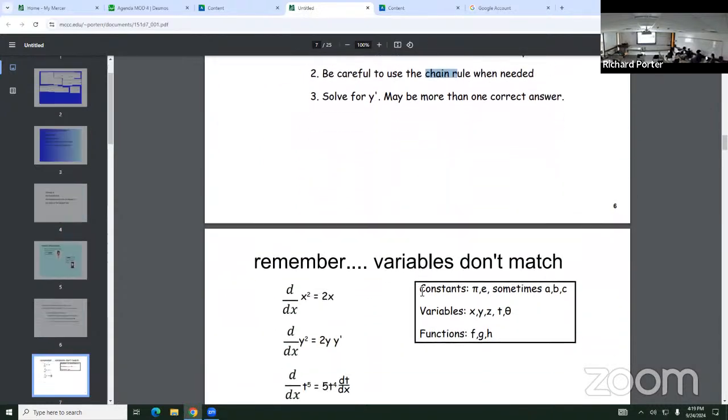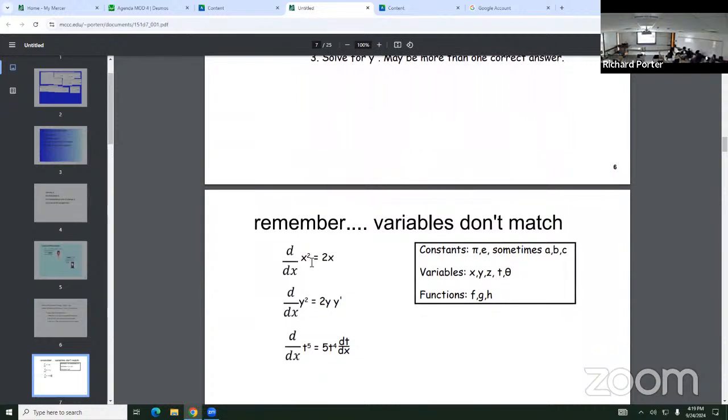Here's what I mean by the chain rule. If you're taking the derivative of x squared, that's 2x. But if you're taking the derivative of y squared with respect to x, there's an inside function, so we're using the chain rule. You bring the 2 down, subtract the power, and then multiply by the derivative of the inside. So there's a y prime.